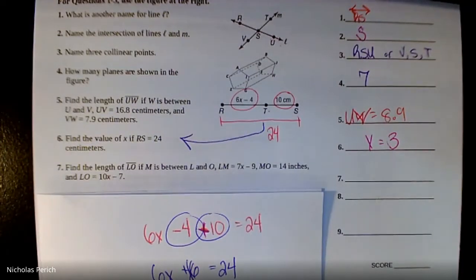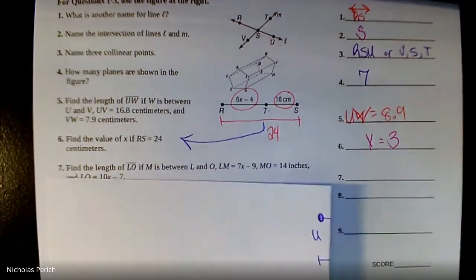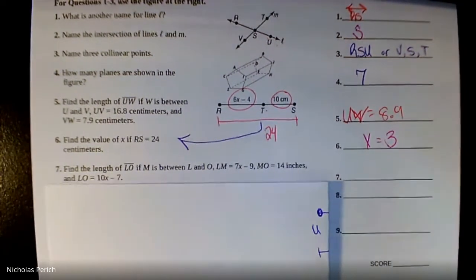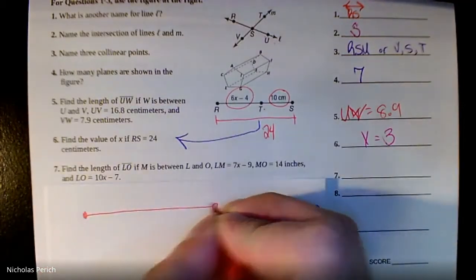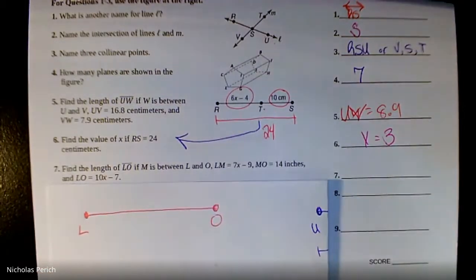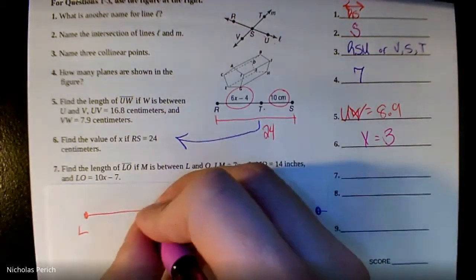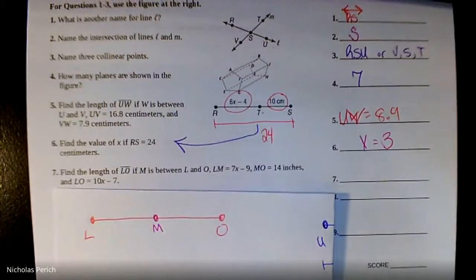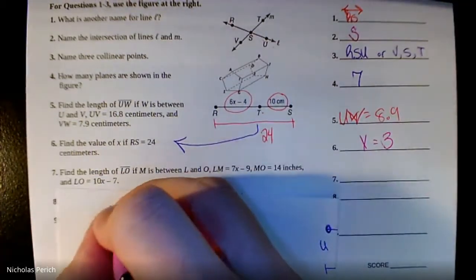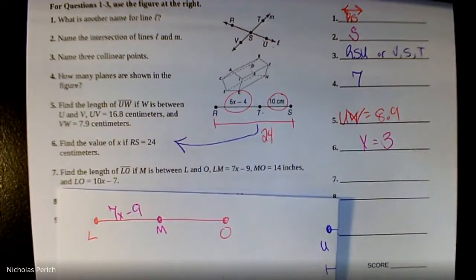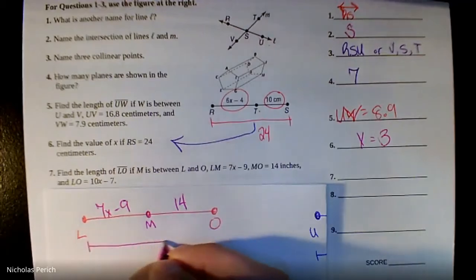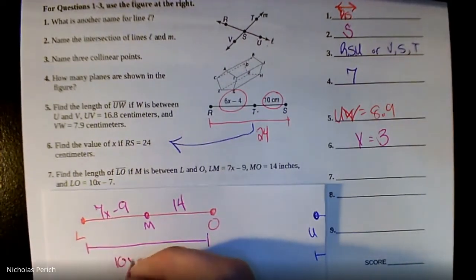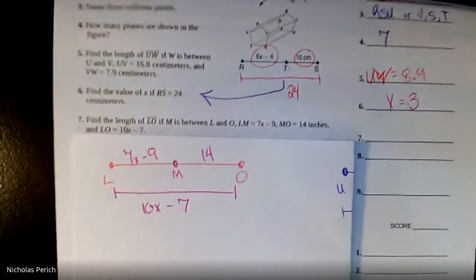Problem 7. Find the length of LO if M is in between L and O. So let me at least draw my picture out. So I have an L and an O, and M is somewhere in between. LM is 7x minus 9. MO is 14. And LO is 10x minus 7.